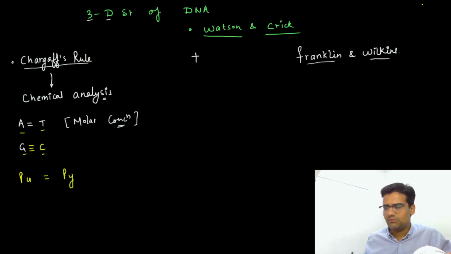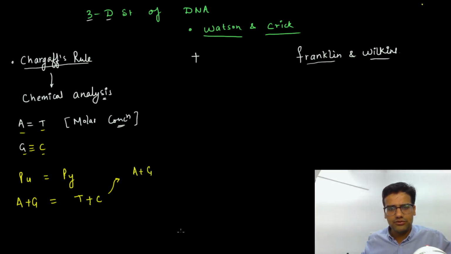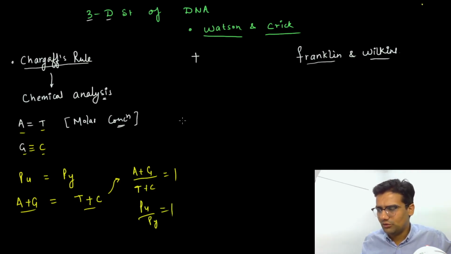In a structure, purine is equal to pyrimidine. That means the content of adenine plus guanine is equal to thymine plus cytosine. Or you can say in any organism which has DNA as the genetic material, because the amounts are equal, this ratio, purine upon pyrimidine, will be equal to 1.